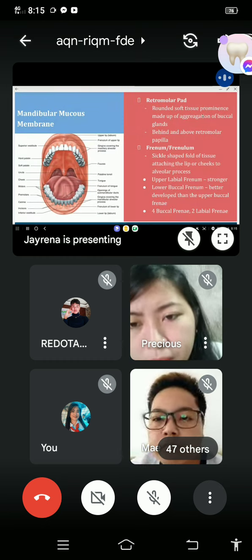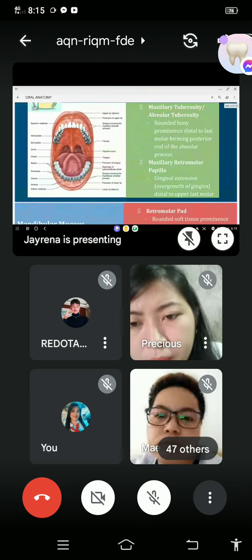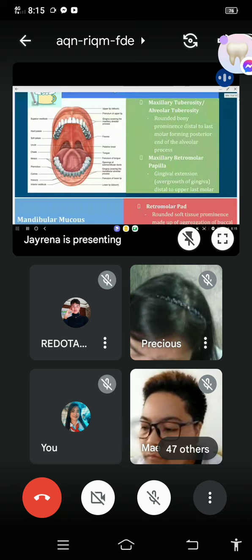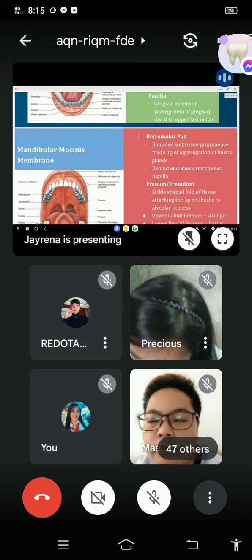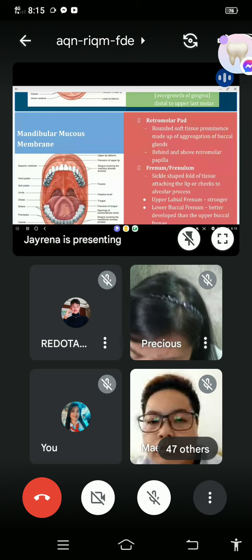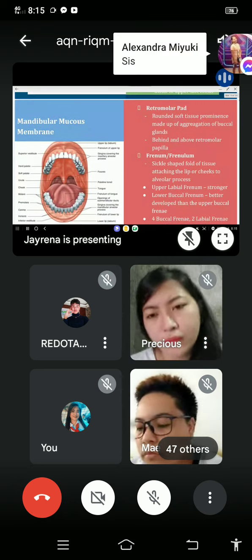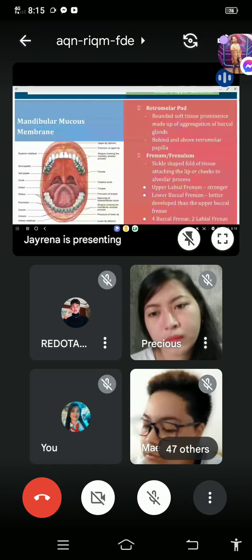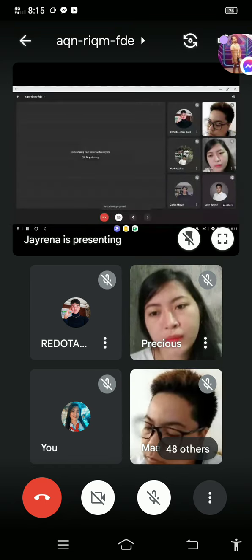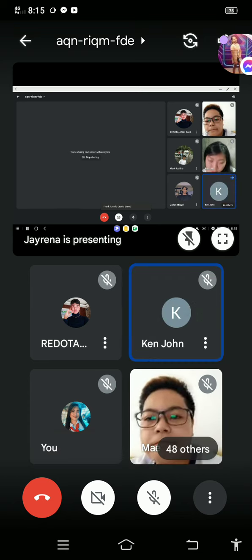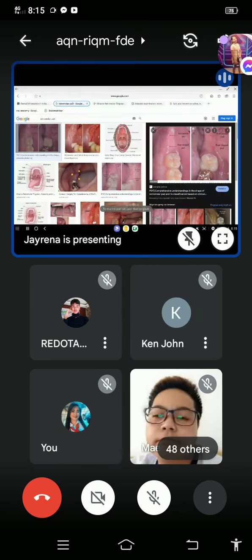Si maxillary tuberosity kasi, it is near the bone. It's a rounded bony prominence. It's a bone. While the retromolar pad sa baba, sa mandibular area, third molar distal to it, it's made up of soft tissue. Okay? Naintindihan po? You understand? Kung ano yung retromolar pad or isa pa? Nagets na? Isa pa nga po. Isa pa. Okay. Si retromolar pad, ito siya.